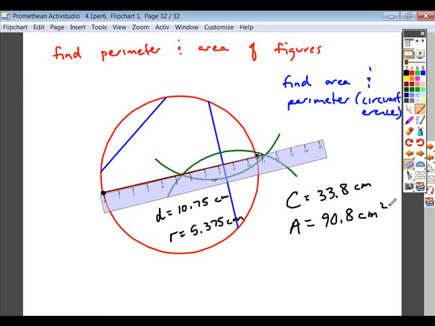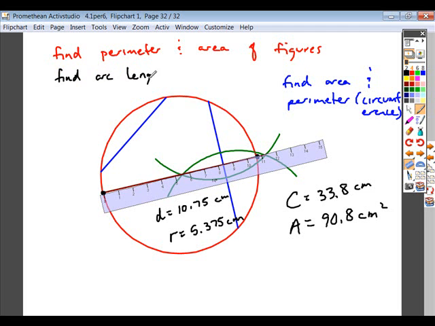Questions on that process? Okay, so this will work with sectors, with segments, semicircles. You might get that broken circle or portion of a circle, and I ask you to identify the remaining portion of the circle. That's really what you're going to be looking at. Now, you could also be asked to find arc length.